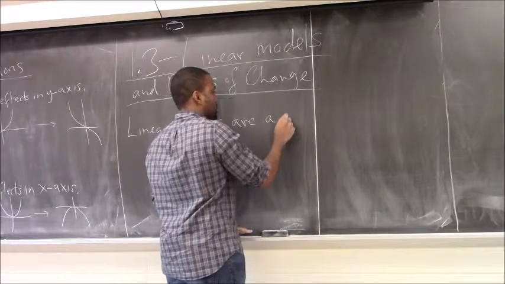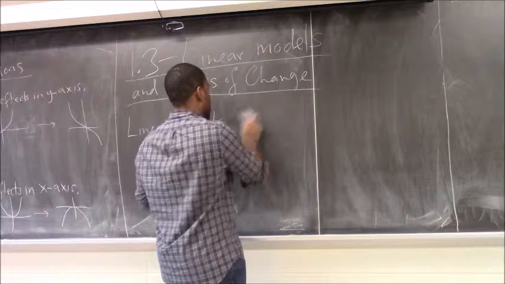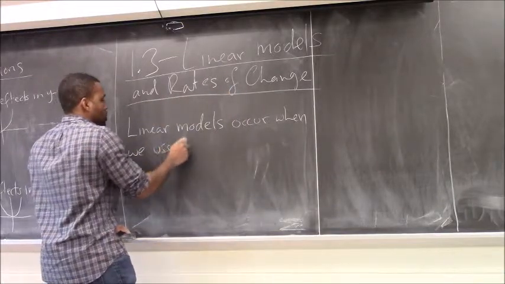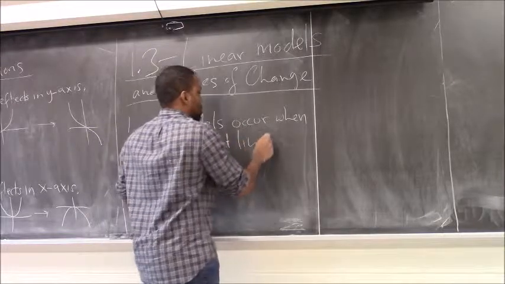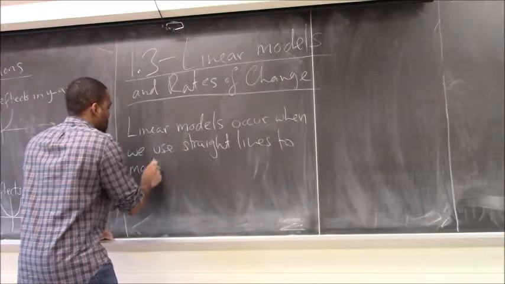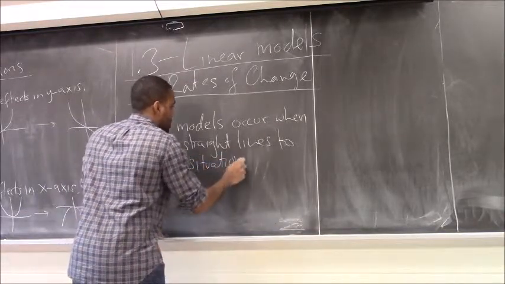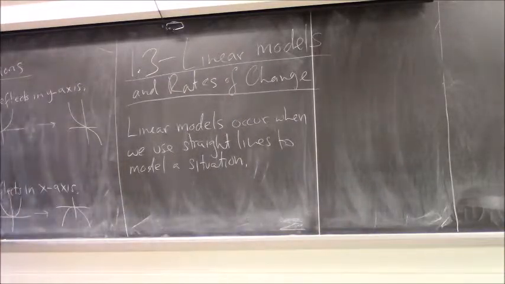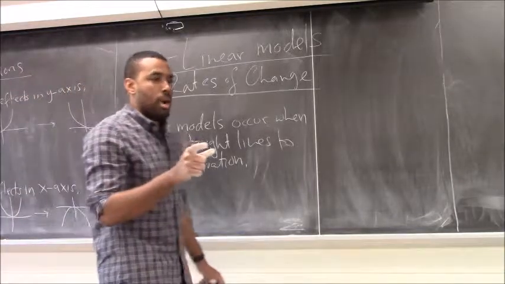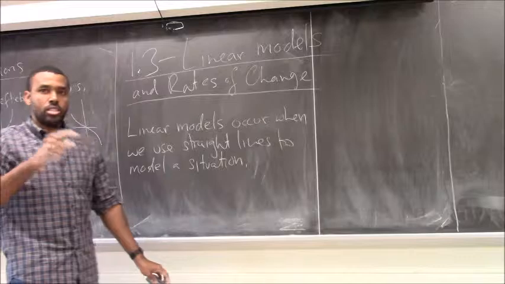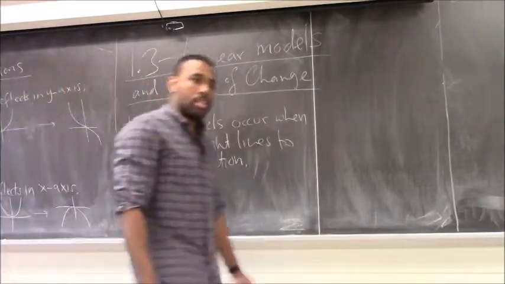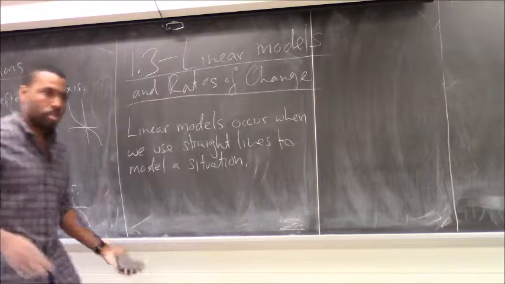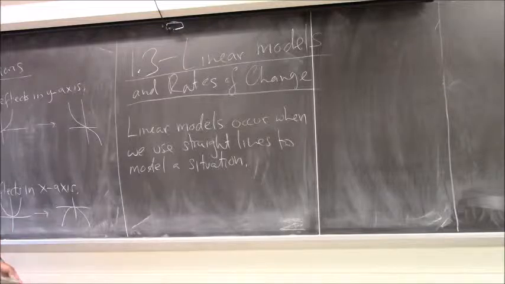Linear models occur when we use straight lines to model a situation. This happens more often than you might believe. If you remember, one of the first examples I did in this class was Jhevon's hot dog stand. When we were modeling how many hot dogs I sold versus the price, it ended up being a straight line that described that situation, right? So that was me using what we call a linear model. I wanted to describe a situation, but it turns out that the best mathematical description was a straight line, right?